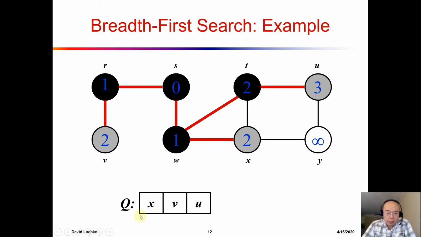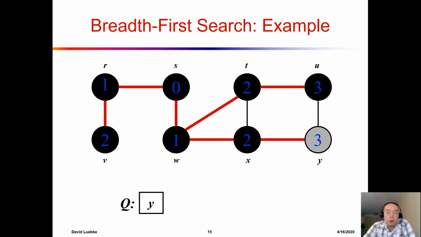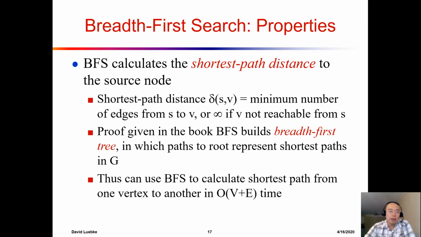And after that, the next thing we are going to visit will be X. For X, the only adjacent node we haven't discovered yet is Y. So we put Y to the queue, and then X is popped out and colored black. And eventually, we visit V, and there's nothing new we can add. We visit U, there's nothing new, and we visit Y, there's nothing new. So eventually the queue is empty, and we have colored all the nodes black, right?